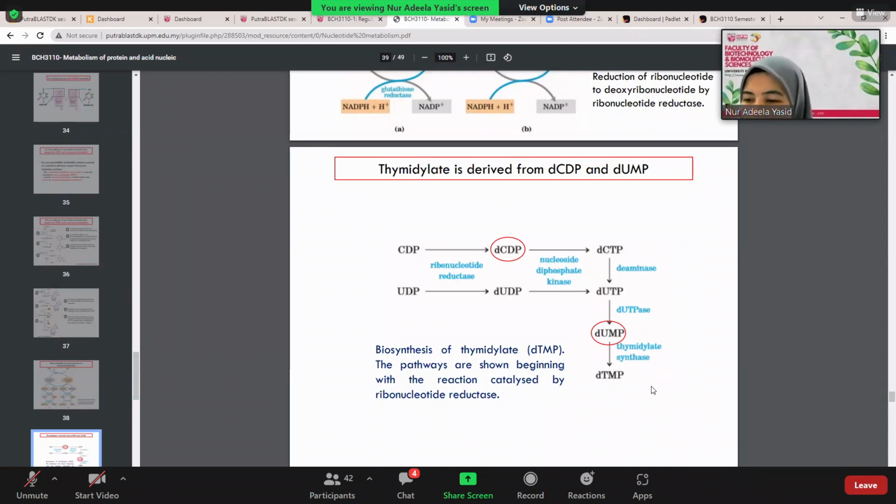UMP to dTMP by thymidylate synthase. So what happened in that particular reaction? Bagi saya penting jugalah.